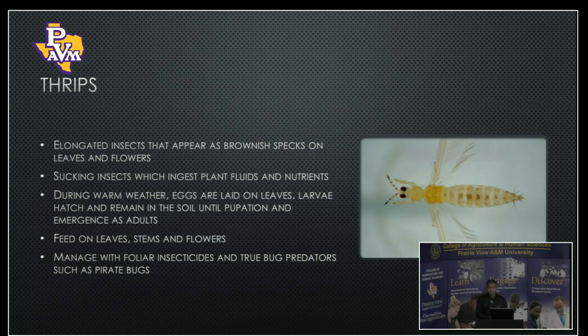And the way you can actually inspect for thrips is to take the flowers and either take a sheet of notebook paper and shake the flower onto it, and if you see little specks falling off and they start moving, then that's thrips.